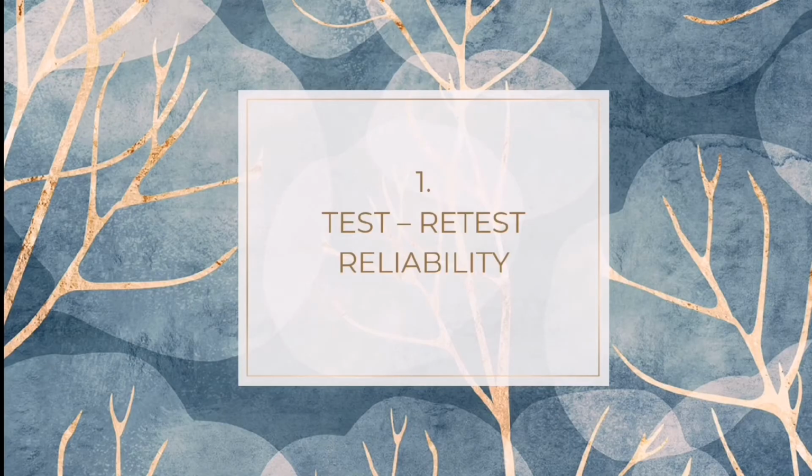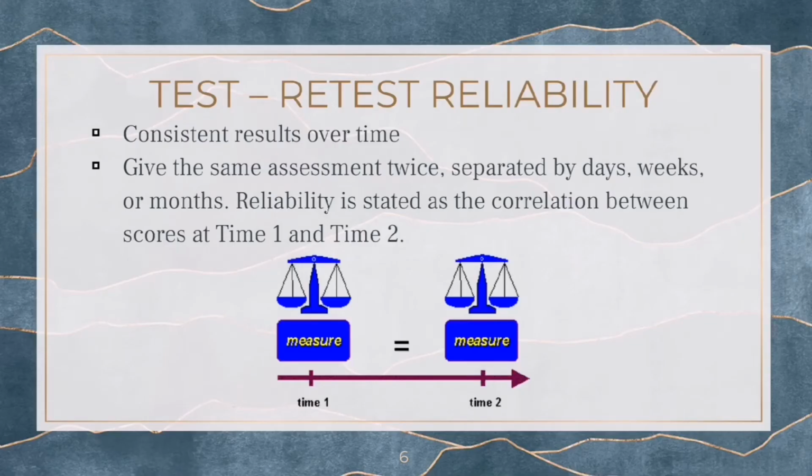The first method is test-retest reliability. It is the consistent results over time. Give the assessment twice, separated by days, weeks, or months. Reliability is stated as the correlation between scores at time 1 and time 2. So, test-retest is the common measure of reliability. Basically, ang procedure na ginagawa dito is we have to give the same assessment to the same respondents on 2 separate occasions.